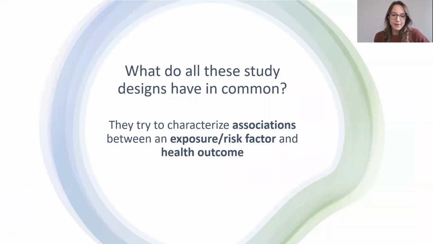Now, what do all these study designs have in common? Well, they all try to characterize some sort of association between an exposure and a health outcome, or some kind of environmental, social, whatever risk factor or determinant of health. Now, in order to understand the relationship between those things, you need to know how they're associated to one another. You need to know how to characterize that relationship between those variables, the exposure variable and the health outcome. So we'll talk a little bit about that.